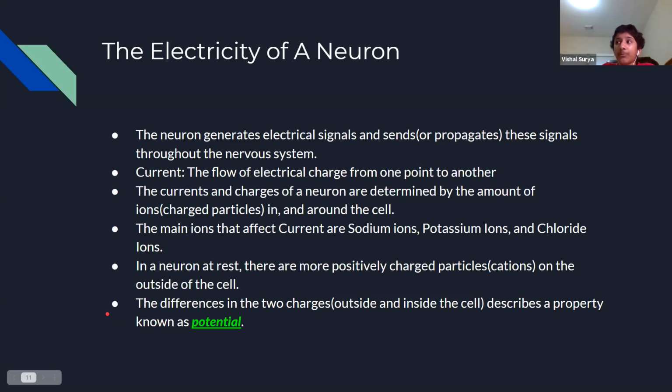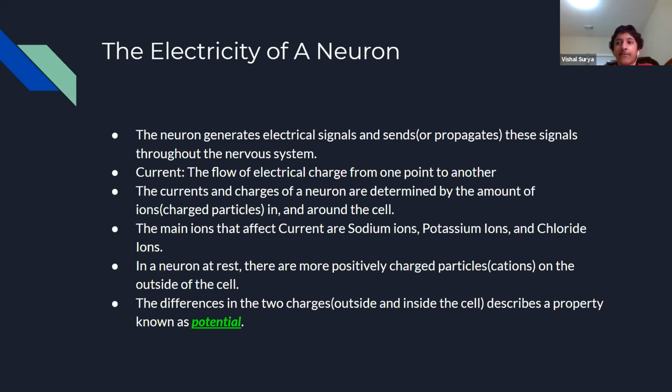In a neuron at rest, there are more positively charged particles, or as we call them, cations, on the outside of the cell. We call negatively charged particles anions as well. The differences in the two charges outside and inside the cell describes a property called potential.